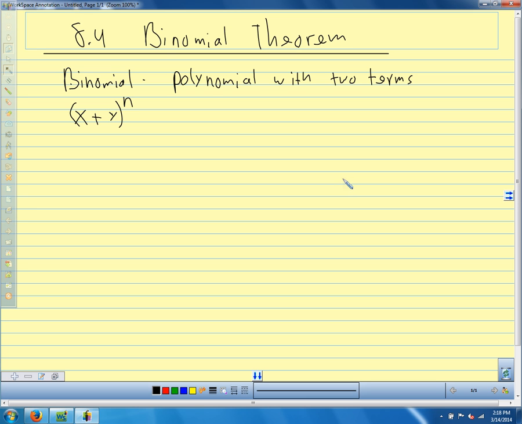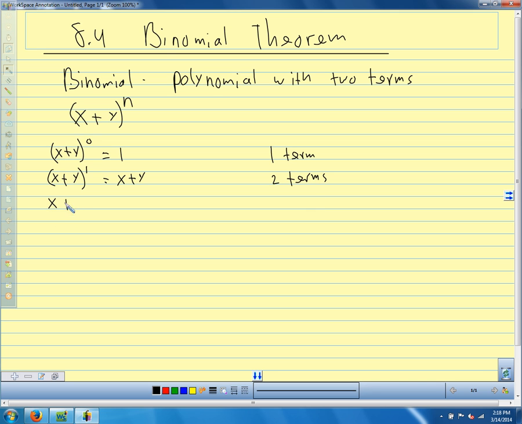So what I want to do is write down a few of these expansions, and hopefully we can start to see some patterns. So x plus y to the 0 power, what's that going to give us? 1. Anything to the 0 power is 1. And I'm going to write over here we have one term. Our one term is just 1. Now let's look at x plus y to the first power. Well, that's just going to give us x plus y. And we have 2 terms.